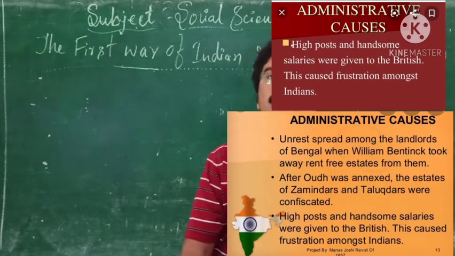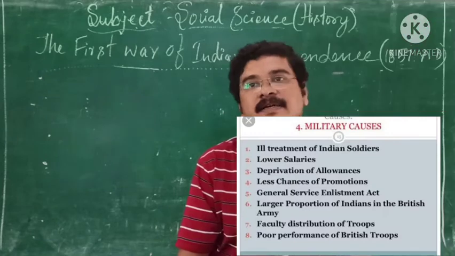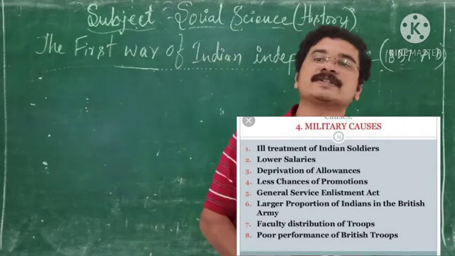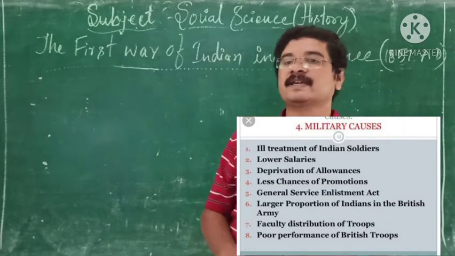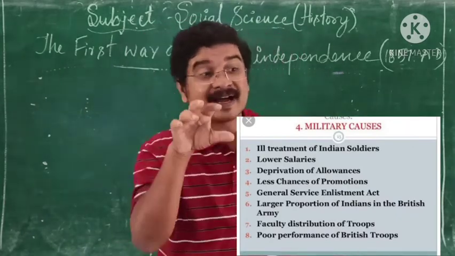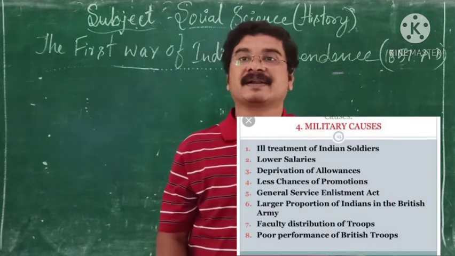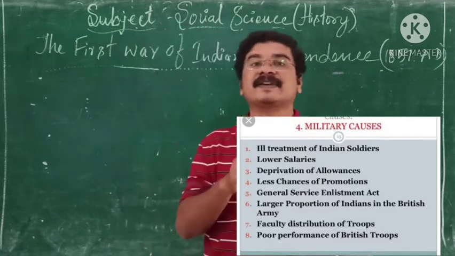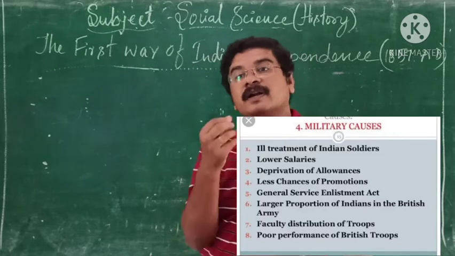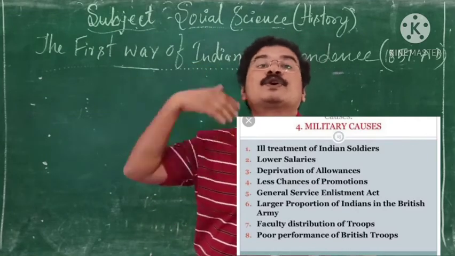Then the fourth major cause for the first Indian independence war was the military cause. The condition of the Indian soldiers in the British army was pathetic. The religious sentiments of the Indian soldiers were hurt. They were forced to cross the oceans to serve on foreign lands.